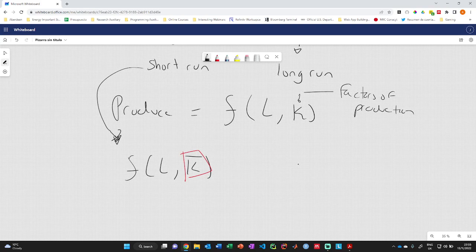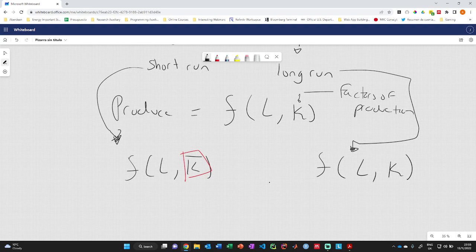And in the long run, the opposite happens. In the long run, we can vary both labor and capital. All the factors of production can vary. We can change everything. So this is the long run. It's not a matter of time, but actually a matter of whether I can vary the factors of production or not.